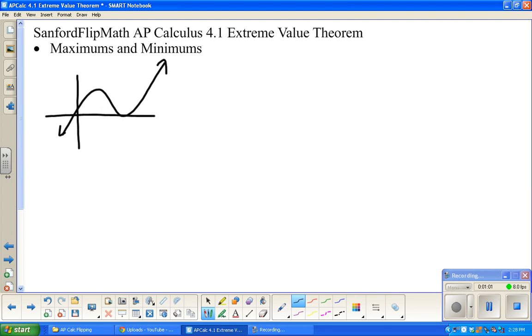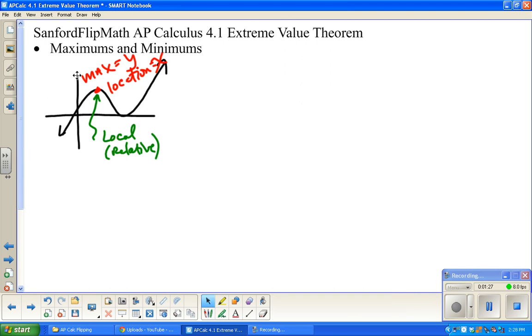maximums and minimums that we've looked at since Algebra 2 and pre-calculus. This is a maximum. Quick reminder that the maximum is a y value. Its location is an x value. And this particular maximum would be a local maximum, or sometimes it's referred to as a relative maximum. And that is because it is not the biggest maximum on this curve. If you actually extend this curve, it goes definitely higher than that spot.